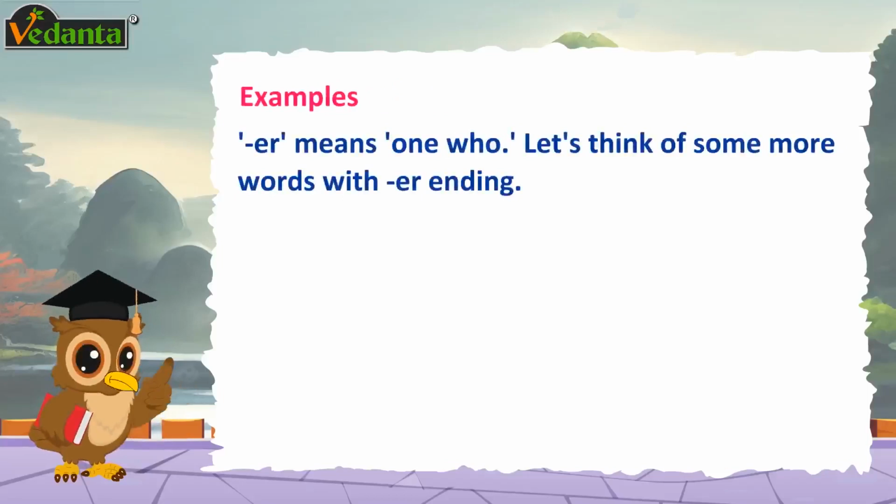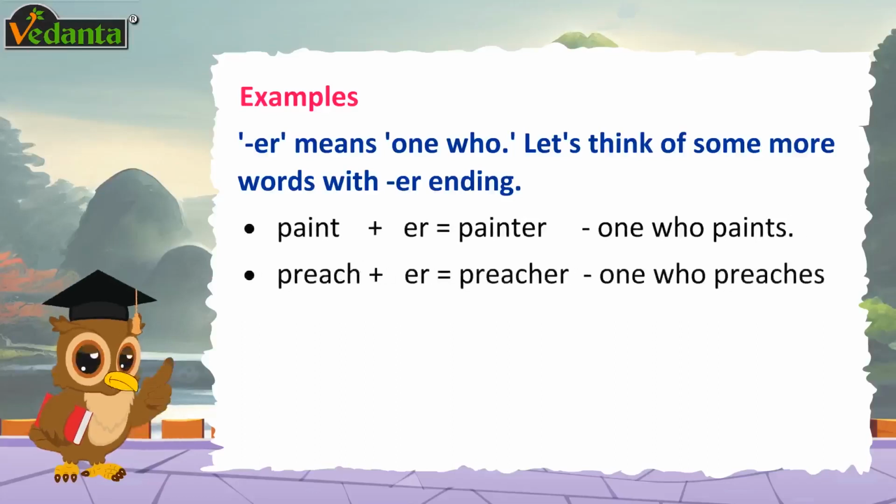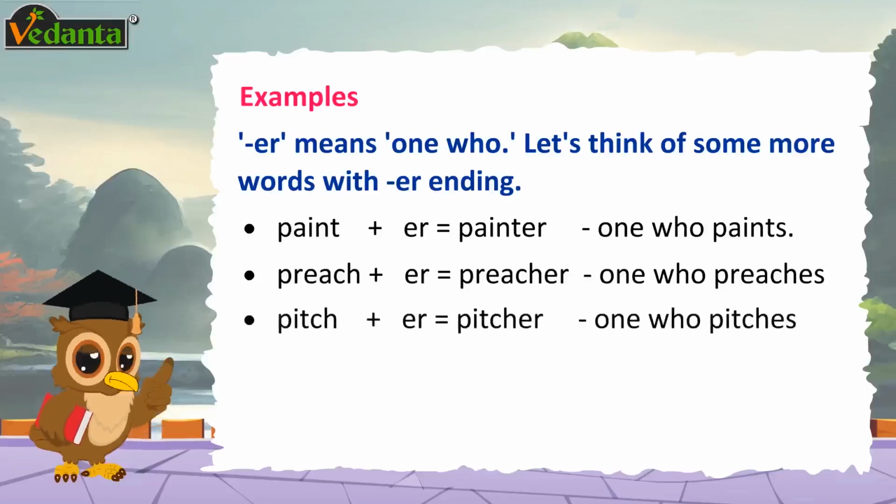Examples: ER means one who. Let's think of some more words with an ER ending. Paint plus ER equals painter, one who paints. Preach plus ER equals preacher, one who preaches. Pitch plus ER equals pitcher, one who pitches.